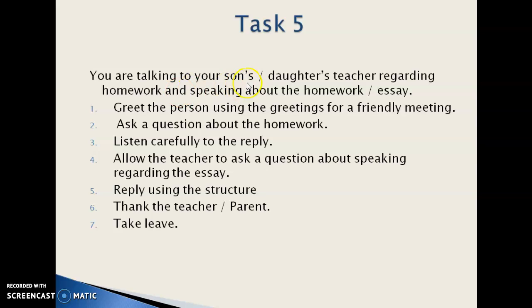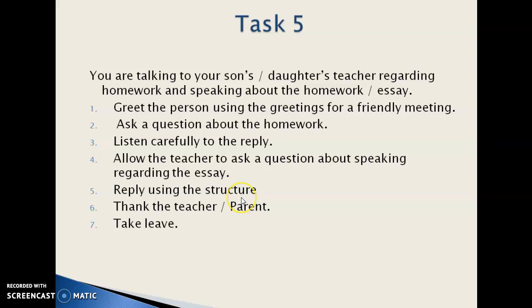You are talking to your son's or your daughter's teacher regarding homework, and speaking about the homework or the essay. Greet the person using the greetings for a friendly meeting. Ask a question about the homework. Listen carefully to the reply. Allow the teacher to ask a question about speaking regarding the essay.